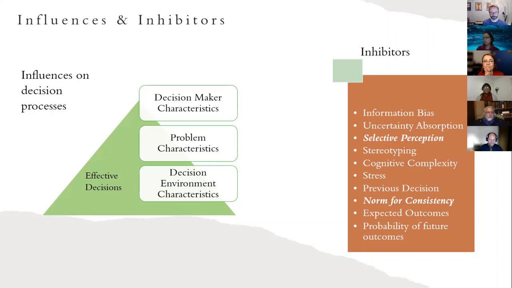And overall, the environment where they make the decision: is it psychologically safe, or is it very toxic? Those are the things that influence effective decision making. Likewise, on the other side, what are the inhibitors? Information bias, selective perception, or the norm for consistency. We used to do it that way, so we need to do it that way. But sometimes it's good to think about it.